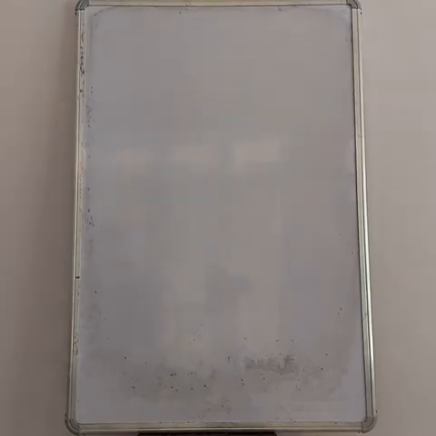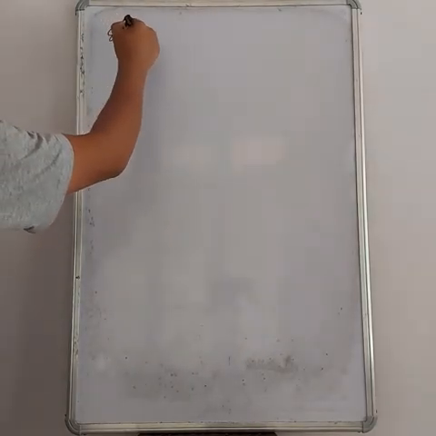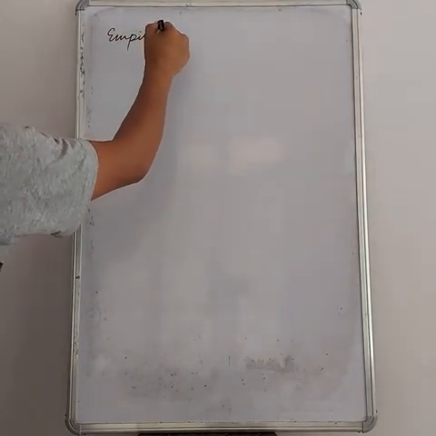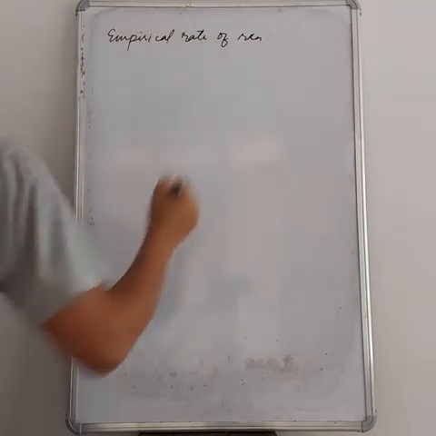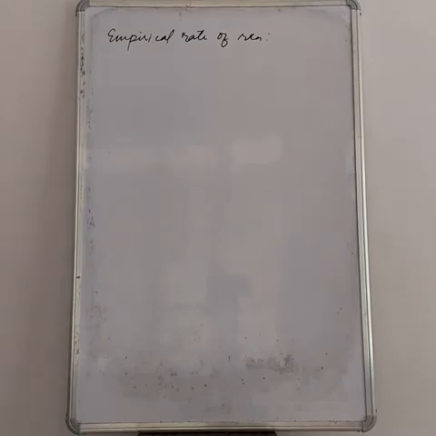Let's start with the empirical rate of a reaction. This empirical rate of reaction is the rate of a reaction. The rate of a reaction is usually proportional to the molar concentration of reactant raised to a power. So that is called the empirical rate of reaction.